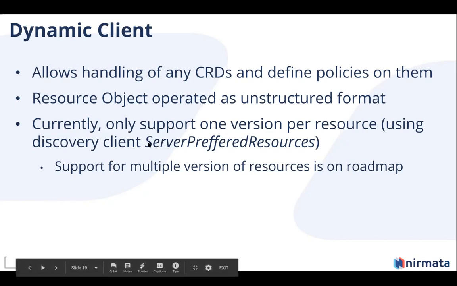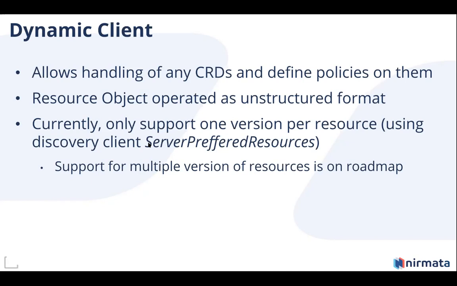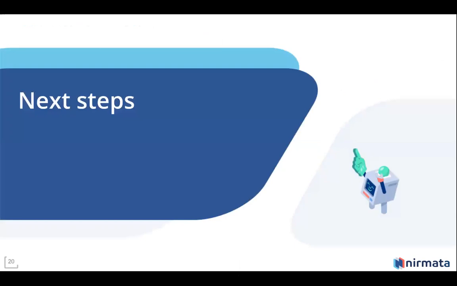Currently, we only support one version per resource. This is again to just keep it simple for now, because we query the preferred resources, but we could also support multiple versions. So if a deployment has multiple versions and they are being used at the same time, you could have policy specifically, and in this policy you can specify which group version you really want to enforce this on. So that's basically it from the architecture.